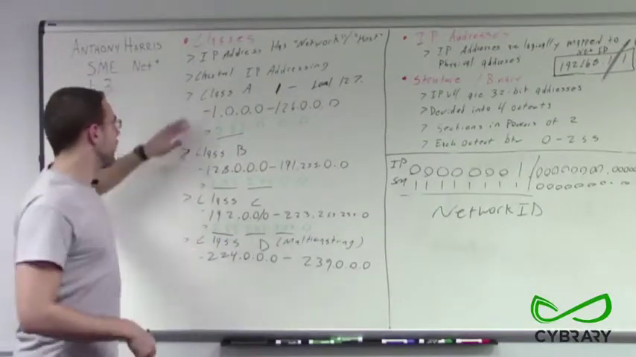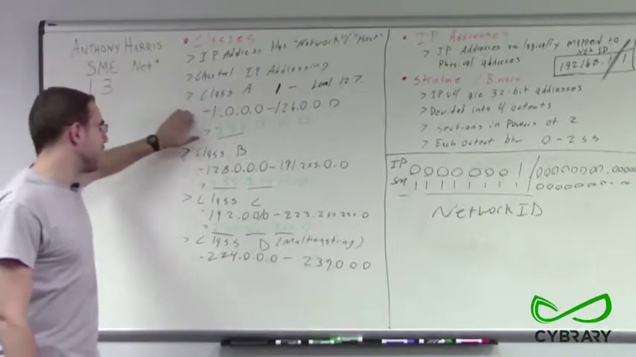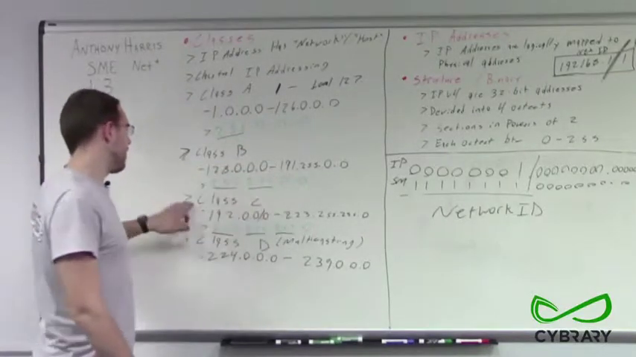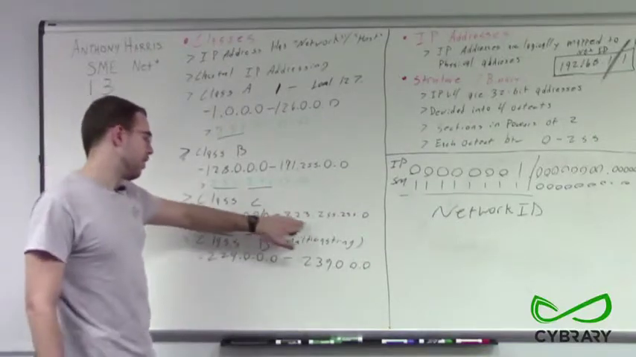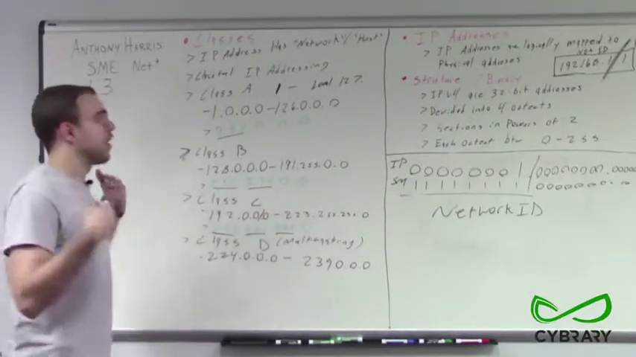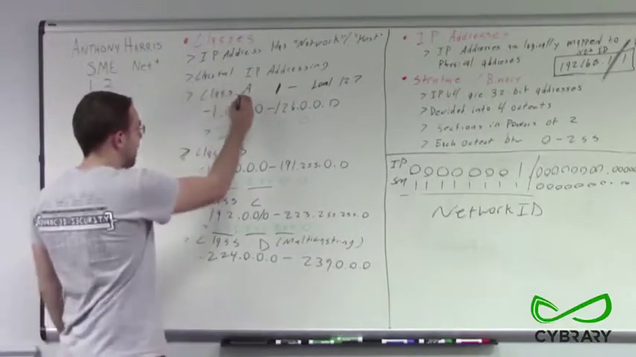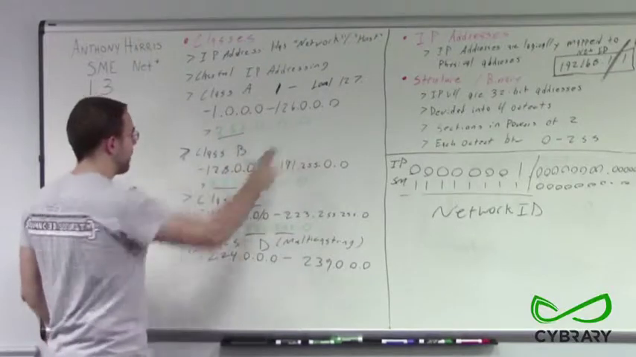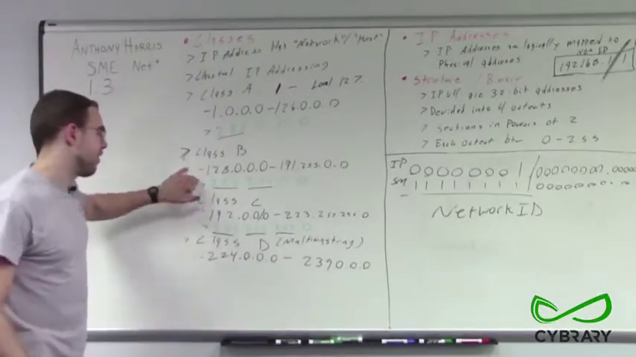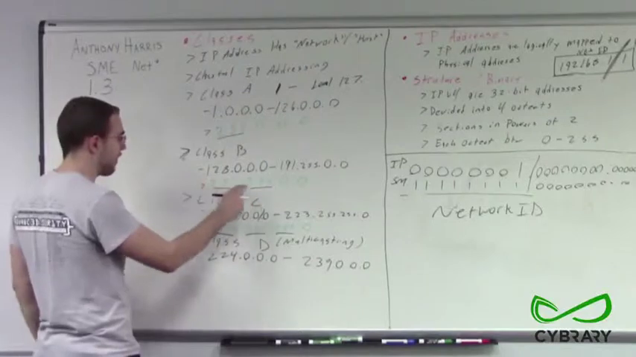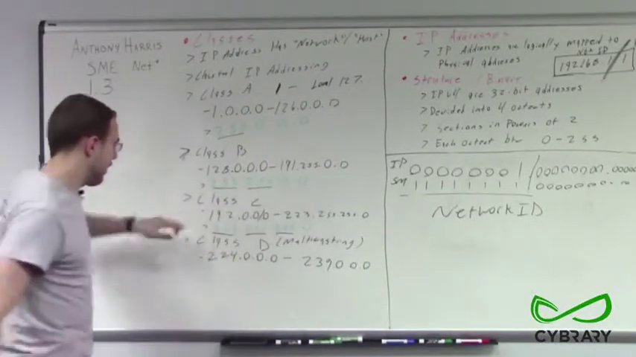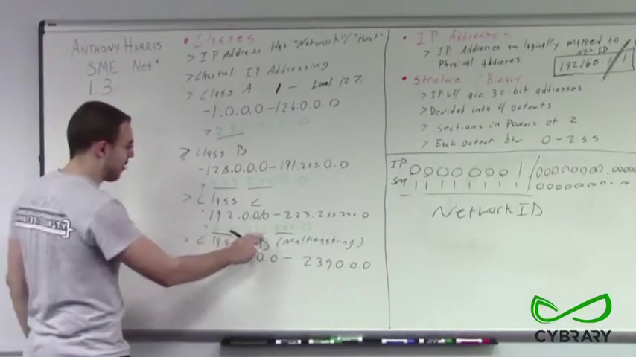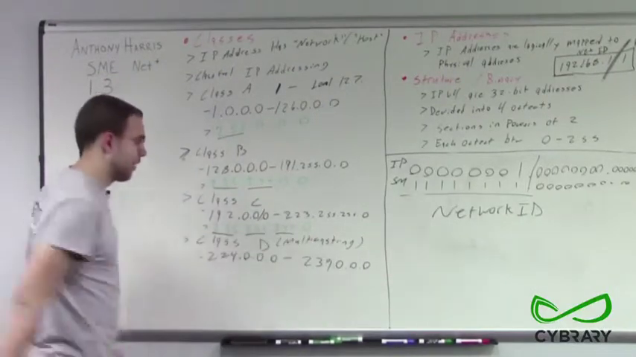But for now, we want to focus on our Class A range, our 1 to 126, Class B range, 128 to 191, Class C range, 192 to 223.255.255. And then also remember that our Class A IP addresses are going to have a subnet mask of 255.0.0.0. Class B IP addresses are going to have a subnet mask of 255.255.0.0, and then Class C address ranges are going to have a subnet mask of 255.255.255.0, and then multicasting.